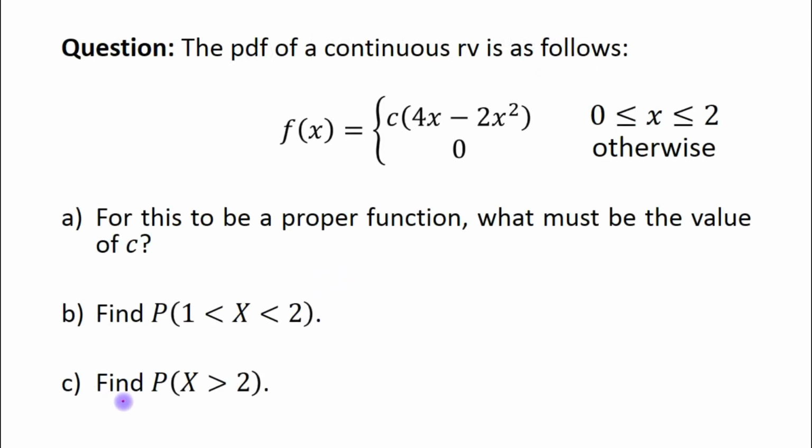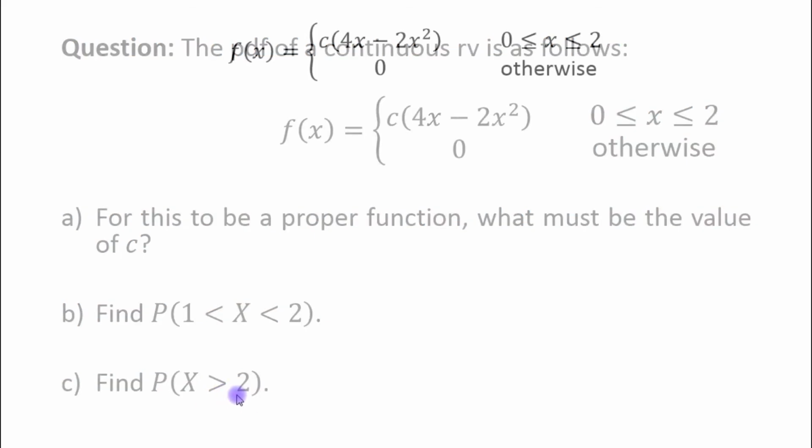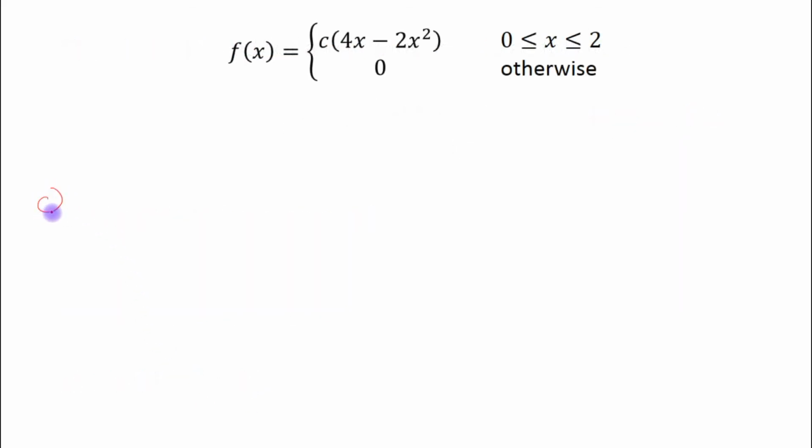C part: find the probability of X greater than 2. So P(X greater than 2). Now we have been given the limit 0 to 2, so the probability of X greater than 2 will be equal to 0. Okay.